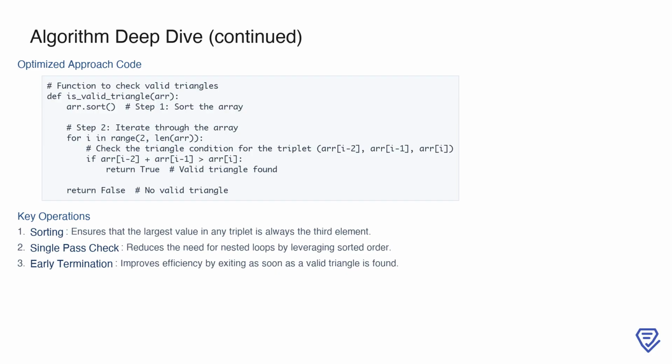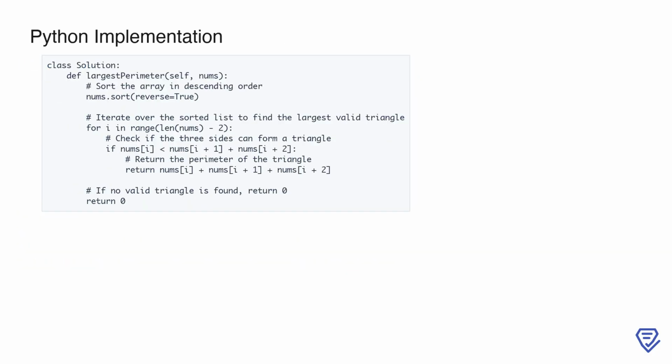This approach also handles common edge cases, such as arrays with fewer than 3 elements, all 0 or negative values, and large numbers. By combining sorting with a greedy strategy, this solution achieves both simplicity and efficiency. This Python implementation solves LeetCode problem number 976, largest perimeter triangle.